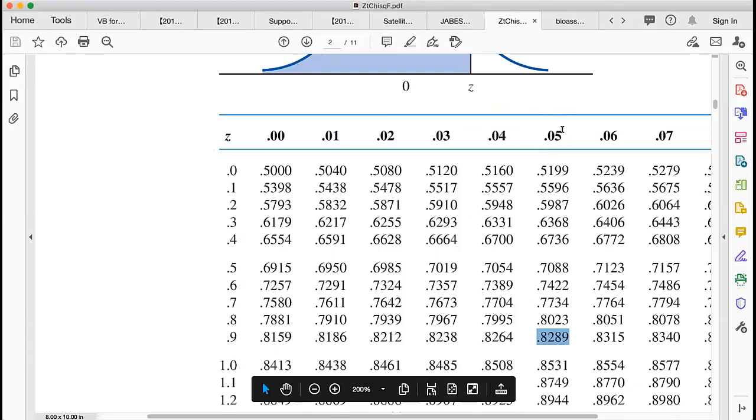0.95. So for that particular question, what is a z? Z is going to be 0.95, right? How did you come to 0.8289?